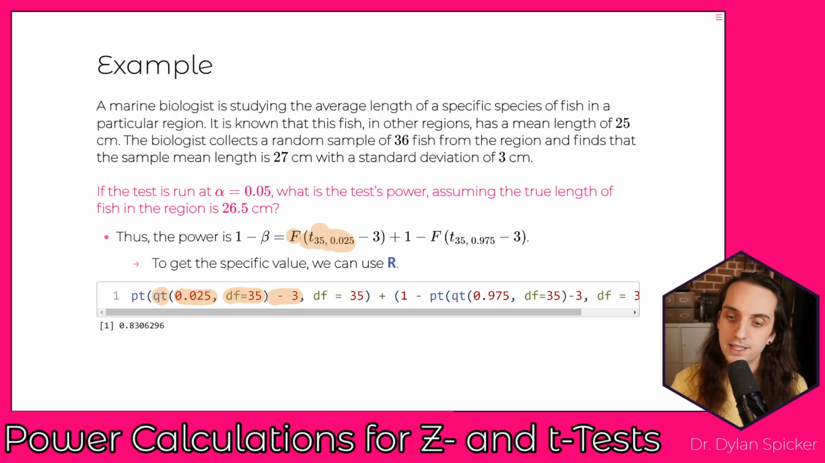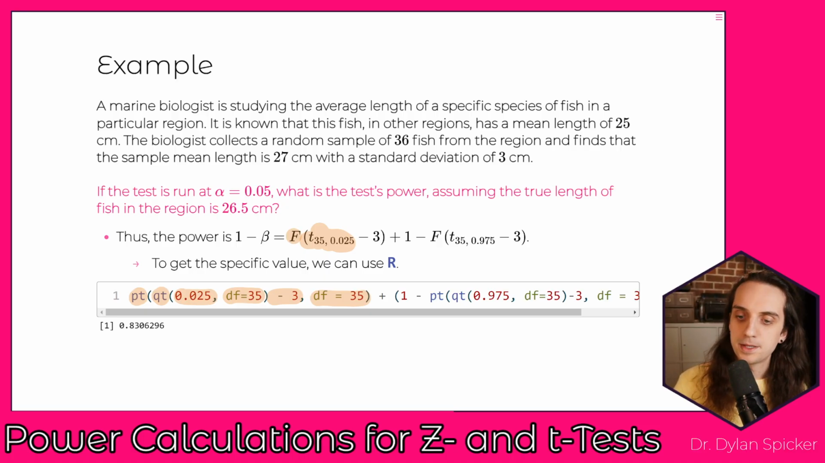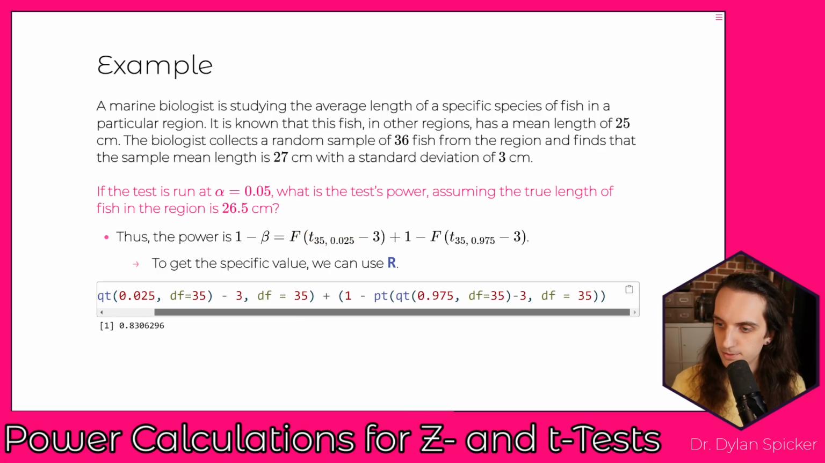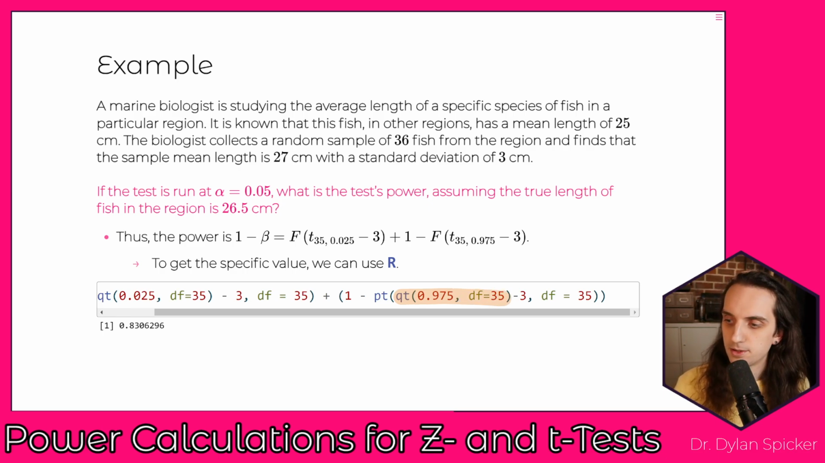In order to take F here, we use the PT function, right? So it's the probability from the T distribution. Once again, we're looking at 35 degrees of freedom. So we take the probability of the critical value minus 3, and then we take the same thing over on the other term here, right? So we have our critical value here of 0.975 with degrees of freedom equals 35. We subtract off 3 from that. We need PT of that, and 1 minus that corresponds to this full term here, okay? And so that is sort of a little bit more, but we're combining just the QT and the PT function as required to calculate out this term.